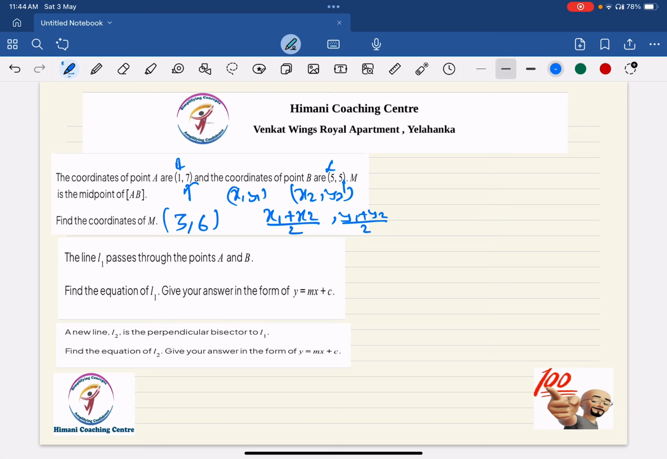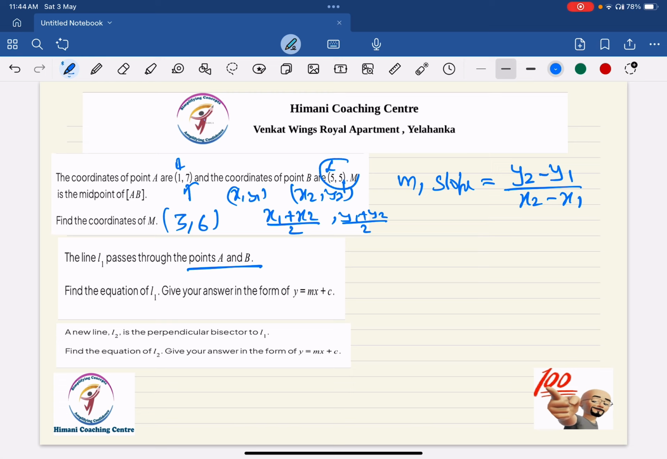It says the line L1 passes through point A and B. So find equation of L1. Now, see, we know 2 points. If we are given 2 points like x1, y1 and x2, y2, how do we find slope or gradient? So slope is found by doing y2 minus y1 by x2 minus x1. That's the way to find slope, which is m. So we are trying to find m.